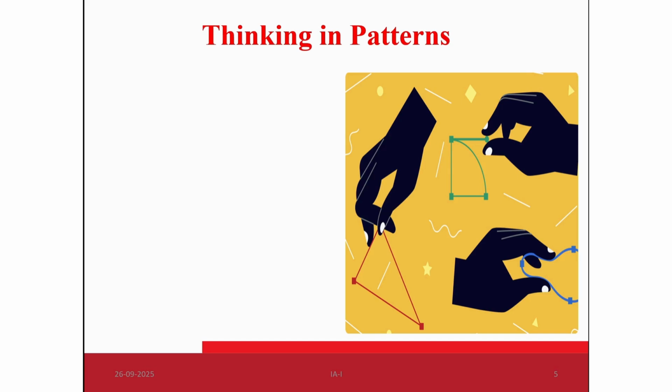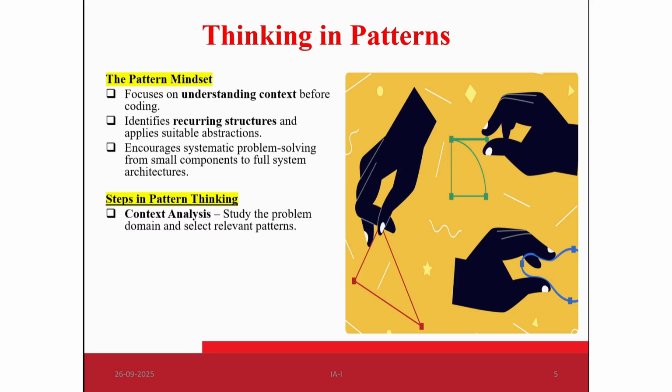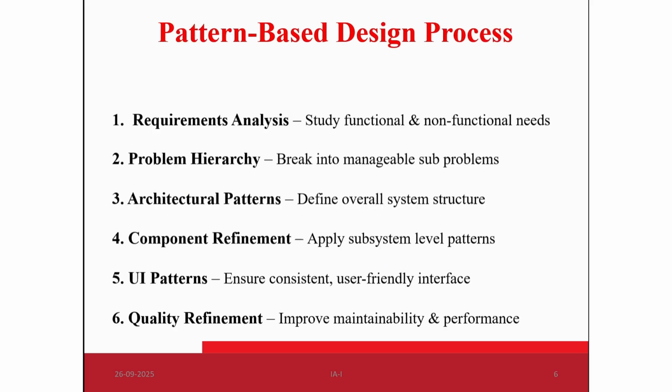Thinking in patterns. Thinking in patterns means not just coding right away, but first looking at the bigger picture. We try to understand the context, identify recurring structures, and then apply the right patterns. So the steps usually go like this. First, analyze the context, then build the architectural foundations. After that, refine the components step by step, and finally, apply UI patterns to make it user friendly. So in this way, the design is built systematically from small parts to the full architecture.